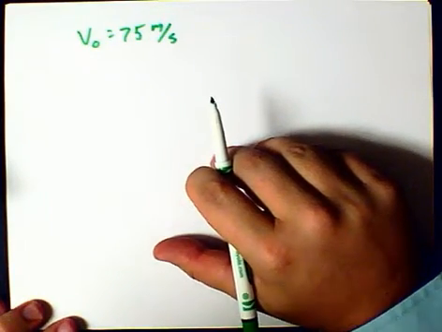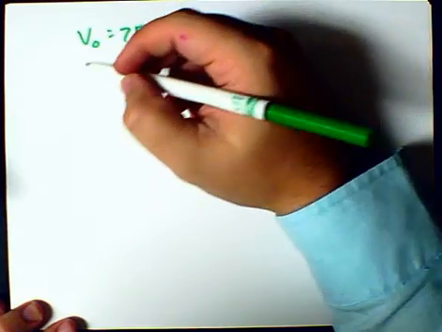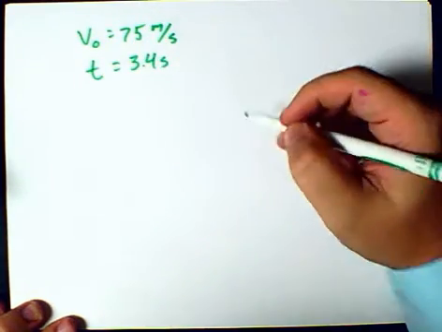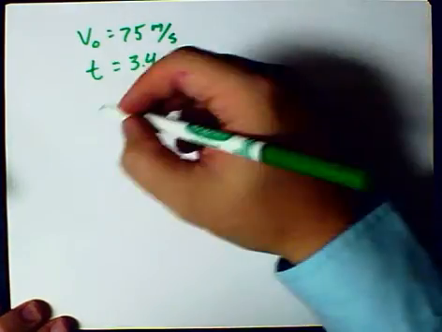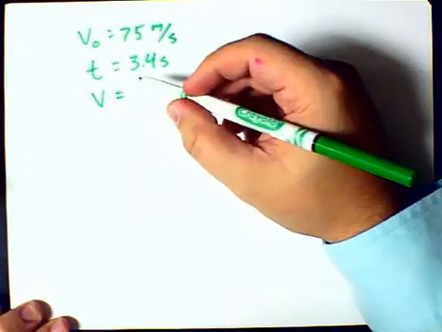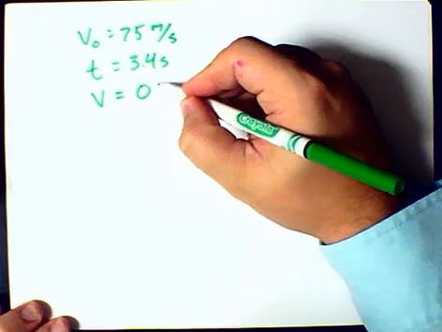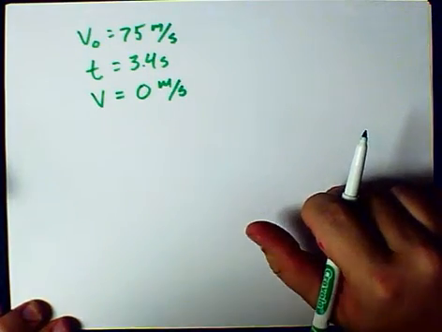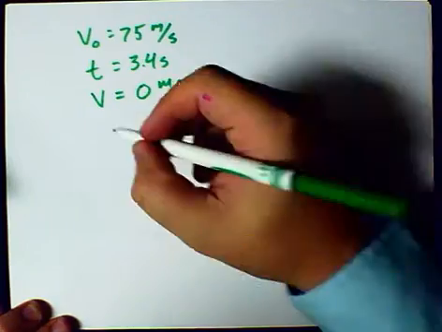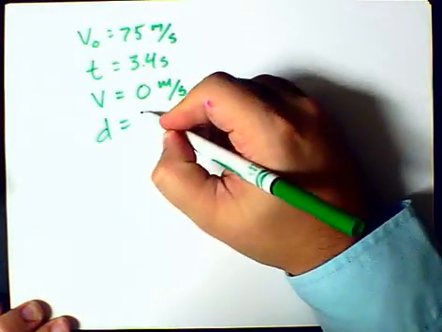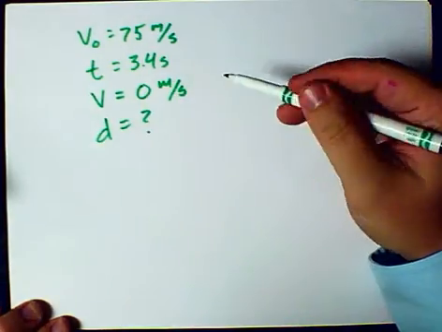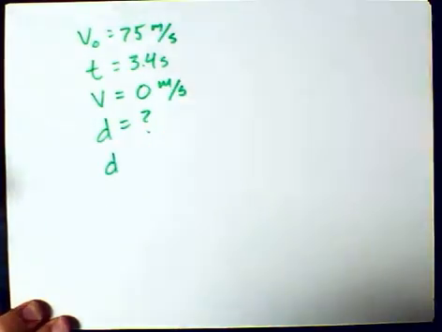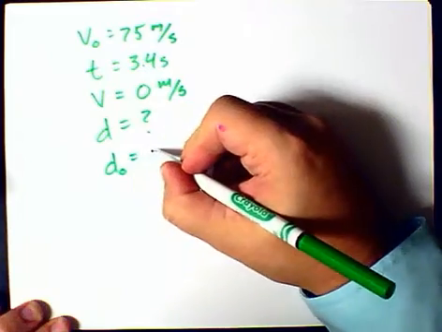She slams on the brakes. If it takes her 3.4 seconds, so time equals 3.4 seconds, to skid to a stop, then coming to a stop, my final velocity is 0 meters per second. How far will she skid? So I want to know my displacement. And again, if it doesn't expressly tell me, then my initial position is 0 meters.